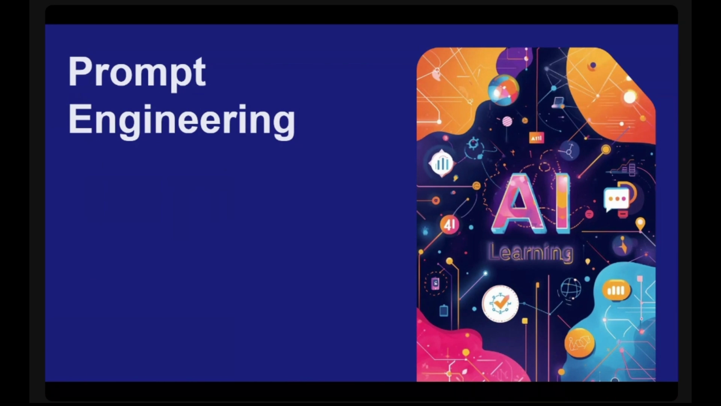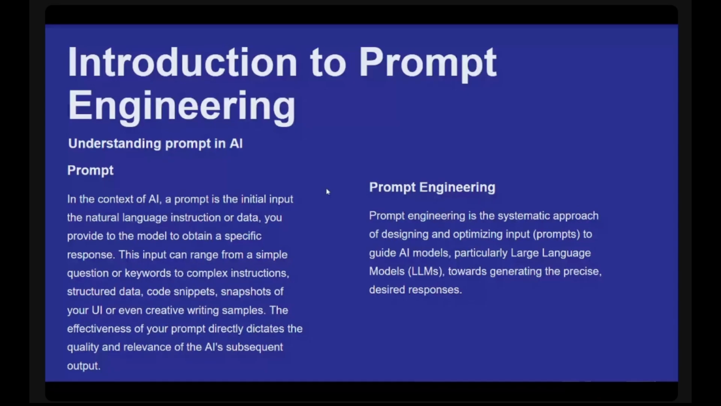Let's move on to the bookish definition. So let's see what the word prompt means. In the context of AI, a prompt is the initial input, the natural language instruction or data you provide to the model. By model, I mean AI model or any LLM model. It could be ChatGPT, it could be DeepSeek, it could be Gemini, it could be anything to obtain a specific response.